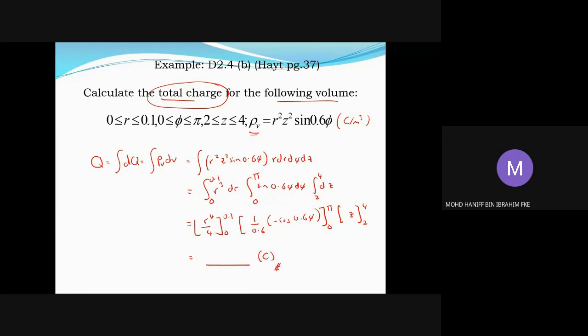I hope that you understand this particular example, a very simple example, just to show how we can calculate the total charge from the given volume charge distribution and given range of coordinates. In this case, we are having the cylindrical system of coordinates. Okay then. All right. Thank you.